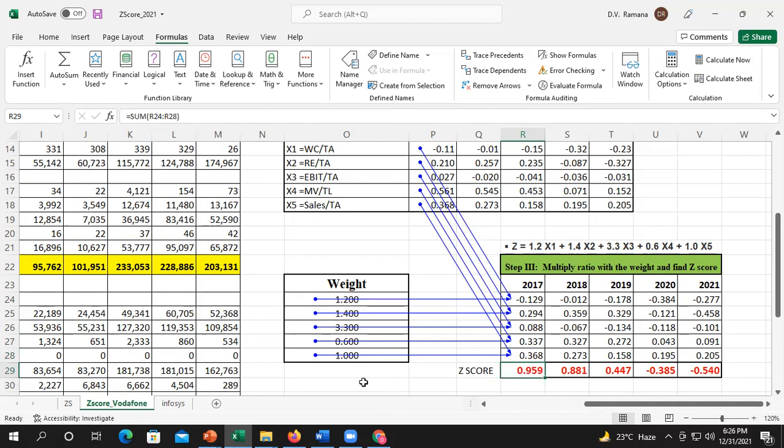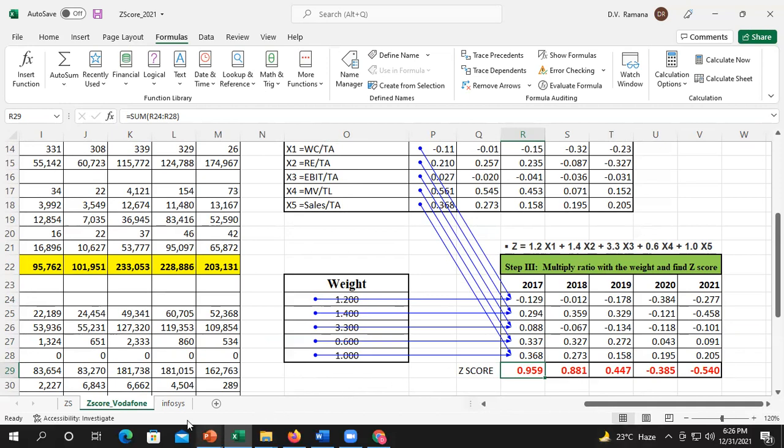It's important to observe that the Z-score of Vodafone has been falling from 0.9 to minus 0.54. And as per the cutoffs, this is way below 1.8. So Vodafone has been in a distress zone for quite some time.